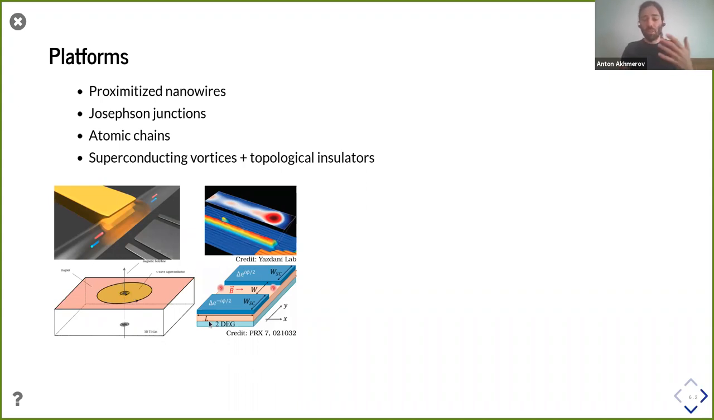Finally, I should also mention planar structures where one creates a pathway between two superconductors. These two superconductors then form a Josephson junction, and one applies a magnetic field that breaks the time reversal symmetry and creates the Majoranas. Conceptually, this is very similar to a nanowire proposal, but there's an additional tuning parameter, and that is the superconducting phase difference, which turns out to be quite beneficial.